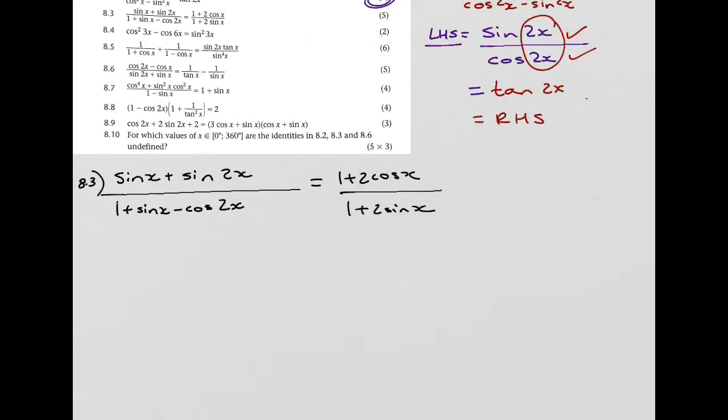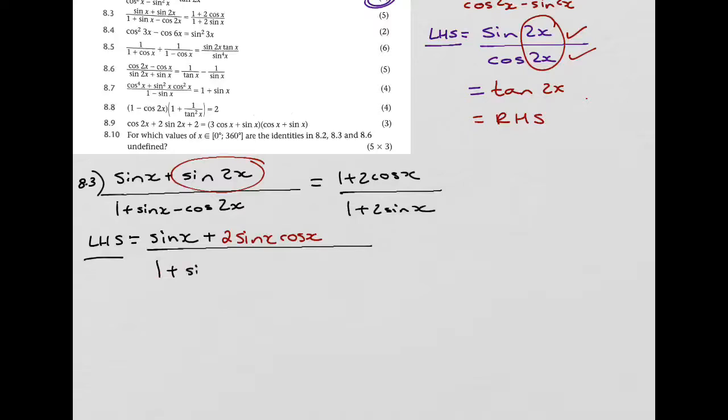All right, but for 8.3, it's for 5 marks. So we need to do a little bit more work. So we're going to start on the left-hand side, because that is clearly the busier side. And then we're going to work through our double angles here. So at the top, you don't really have a choice of double angles, because the sine 2x is 2 sine x cos x. That's the only option you have for that.